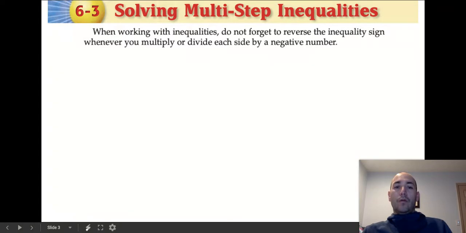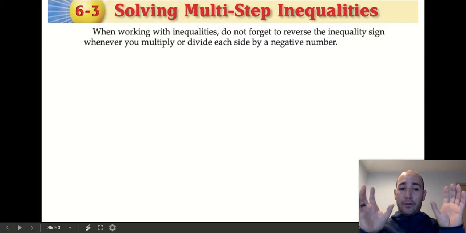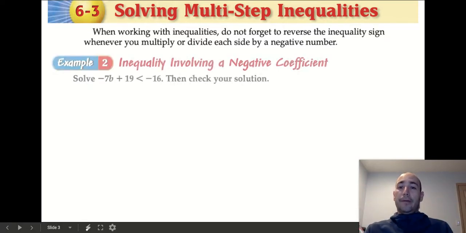When working with inequalities, do not forget to reverse the inequality sign whenever you multiply or divide each side by a negative number. We learned that in section 6.2, where if you ever multiply or divide both sides by a negative, then you need to make sure you flip the inequality symbol. So in example 2, let's solve this inequality involving a negative coefficient. Here I have: solve negative 7b plus 19 is less than negative 16.